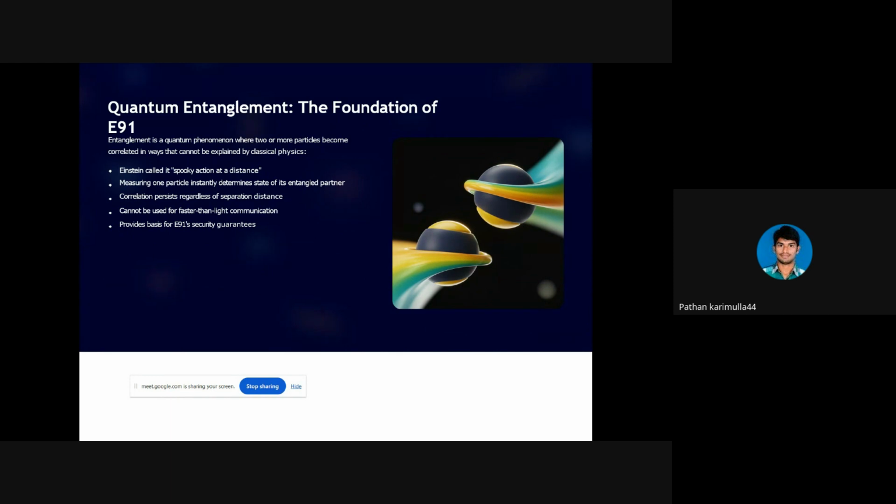Quantum entanglement, the foundation of the E91 protocol. This quantum entanglement is the foundation of the E91 protocol. The correlation persists regardless of separation distance. As we can see in physics, this cannot be used for faster-than-light communication. Meaning this cannot be transmitted as light.